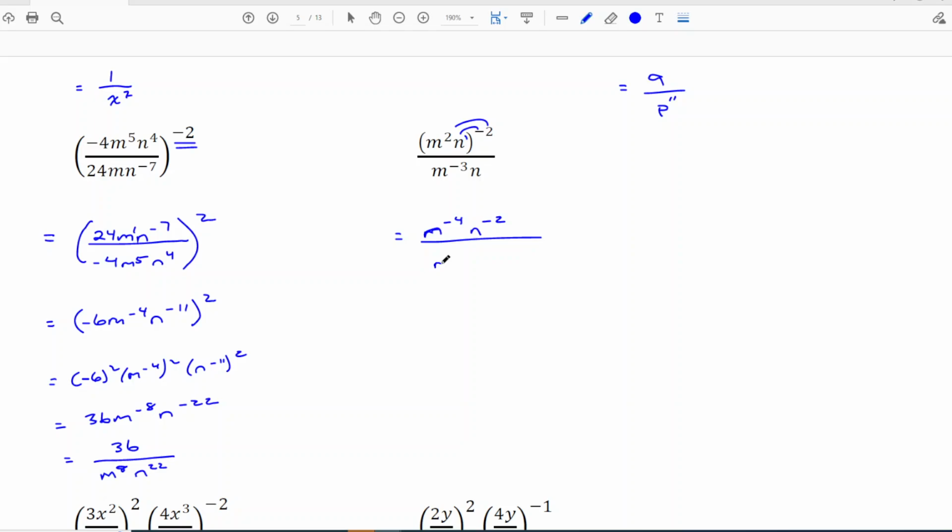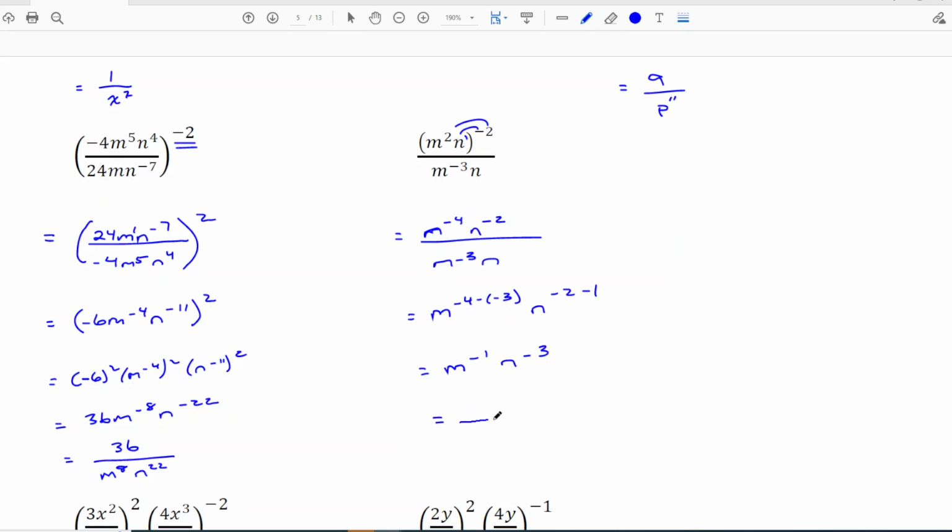In my denominator, I still have an m to the negative 3 and an n. Now I have my quotient rule. When dividing powers of the same base, I subtract the exponents. I have m to the negative 4 minus negative 3. And then I have n to the negative 2 minus 1. That's going to leave me with m to the negative 1, n to the negative 3.